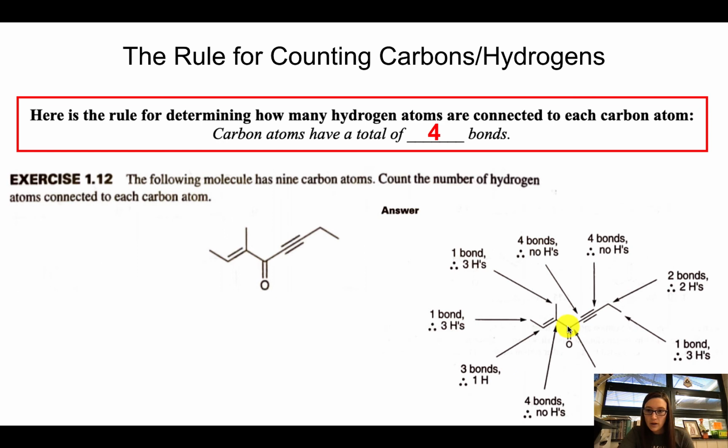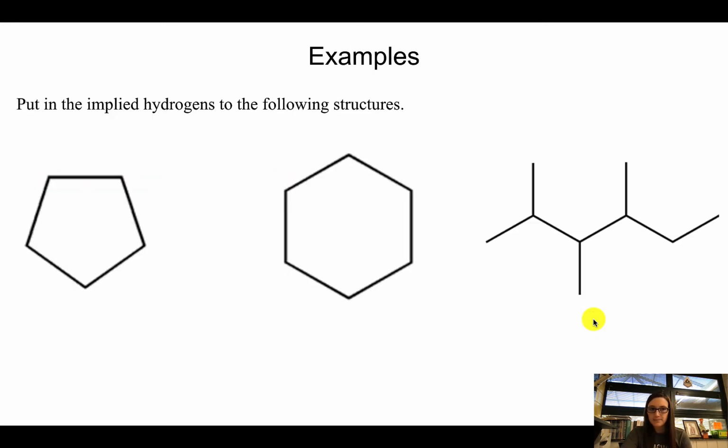Now take a look at this one in the middle here. This one in the middle has a single bond on one side, a single bond on the other side, and a double bond to oxygen. It already has 4 bonds, so it's actually not going to have any hydrogens attached to it. So notice how some of these, this carbon here, for example, has a single bond on one side, a triple bond on the other. It already has 4 bonds. So take a look at this example and this answer and make sure you understand why each carbon has the number of hydrogens that it does.